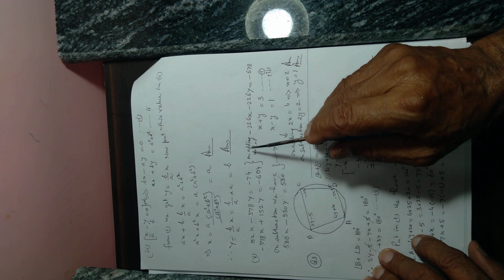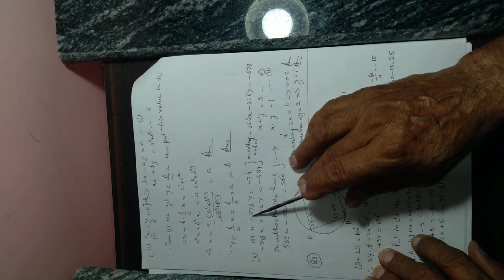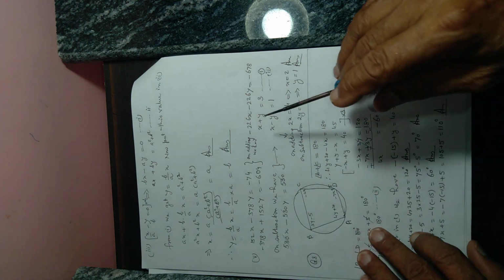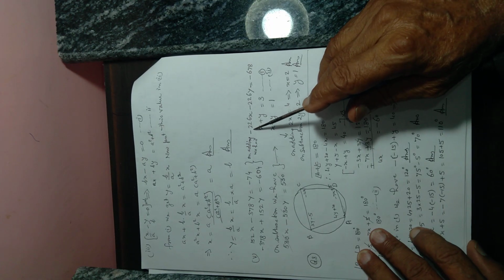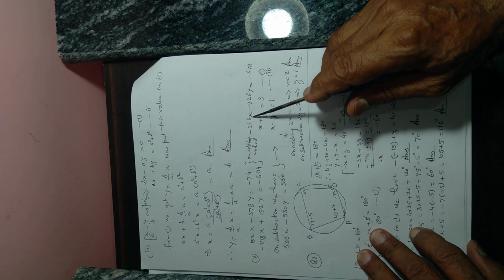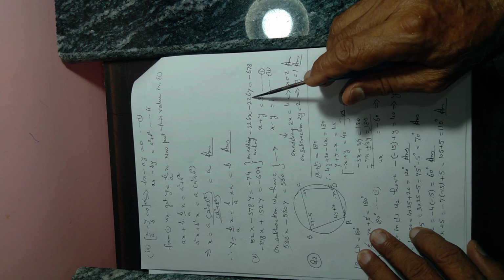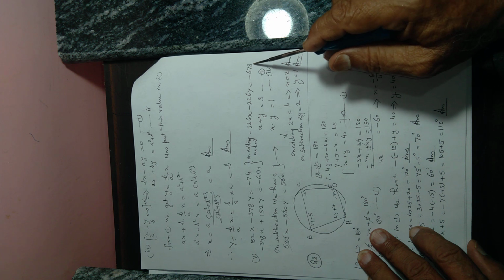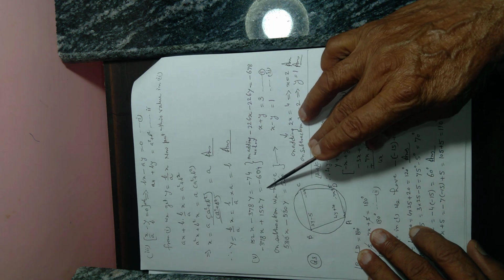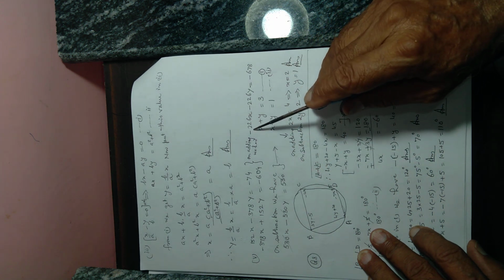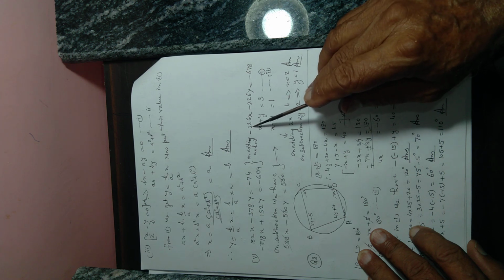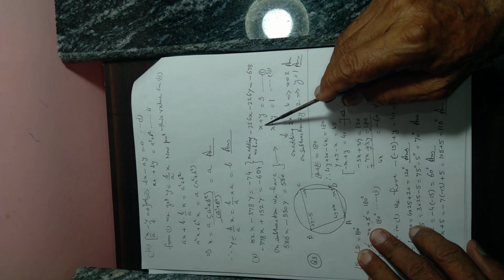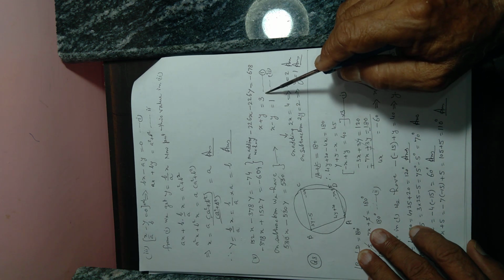First of all, on adding these two equations, you will get minus 226x minus 226y equal to minus 678. Just divide, cancel it, minus 226 and 678. You will get x plus y is equal to 3.